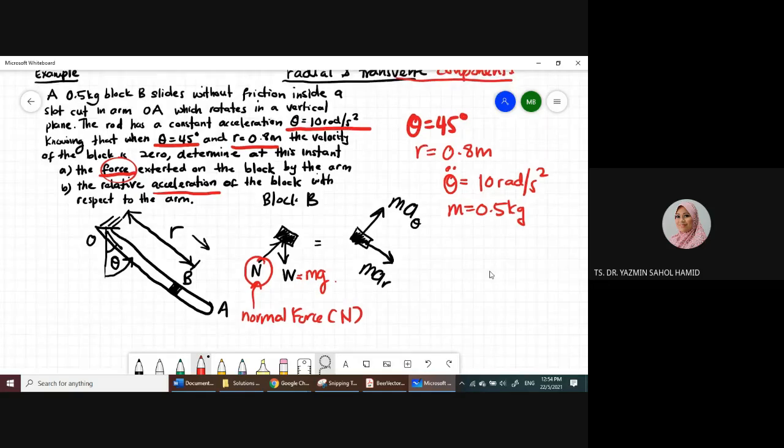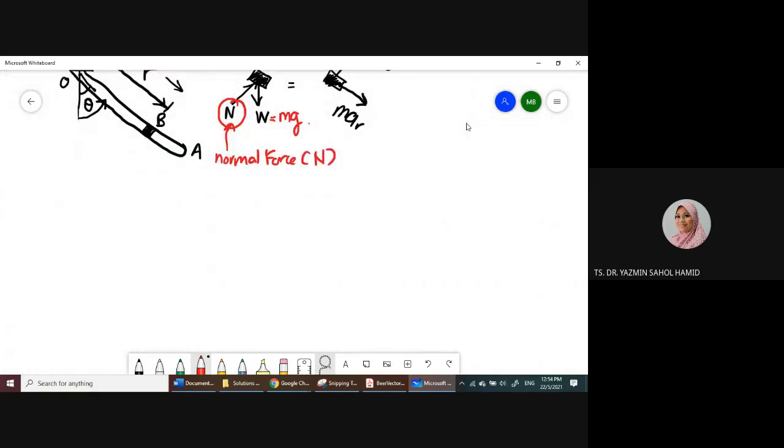So how are we going to solve this problem? We need to use the concept of Newton's second law, F equals ma. But to find the normal force, are we going to use F theta or Fr? You remember that we have two. One is F theta equals m a theta, and the other one is Fr equals m ar.